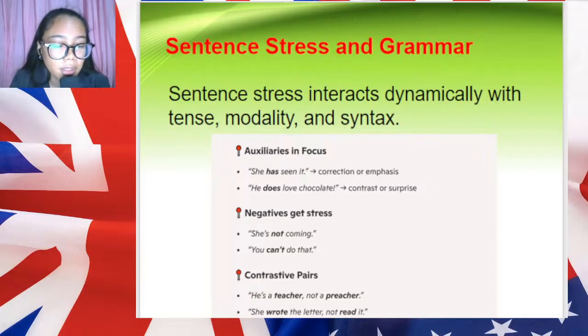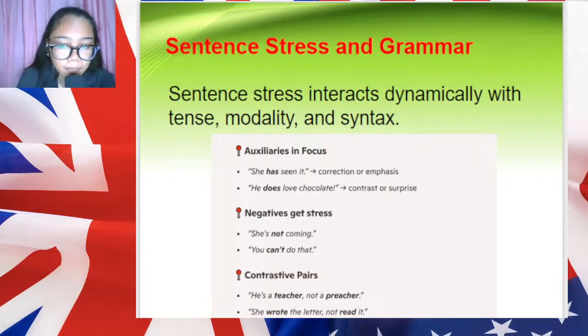But look at this moment in context. Maybe someone said, "She hasn't seen it," and now we're correcting them. Suddenly "has" becomes the star of the show. "She HAS seen it." So the grammar gives us the tool, which is the word "has," but intonation gives it meaning. Stress turns a plain sentence into a correction, a surprise, or even a protest.